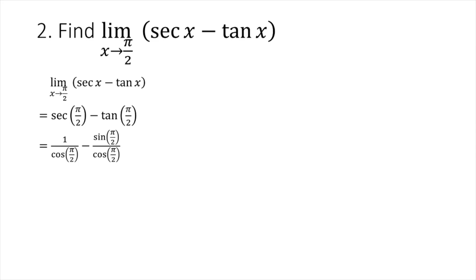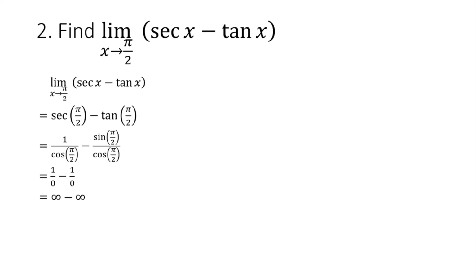So we now have 1 divided by cosine of pi over 2. Cosine of pi over 2 is 0, okay? And then sine of pi over 2 is 1. Again, cosine pi over 2 is 0, so we have 1 over 0. That is infinity minus infinity. We have an indeterminate difference, right? So the next step is to manipulate the given so that we can obtain either 0 over 0 or infinity over infinity and then apply L'Hopital's rule.